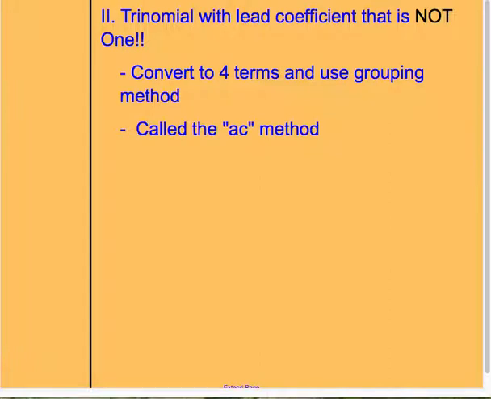The next piece that we're going to look at is factoring trinomials with a lead coefficient that is not 1. The process that we'll use is we end up converting it to 4 terms, and we use factoring by grouping. It's also called the AC method. So I'll show you how that works.